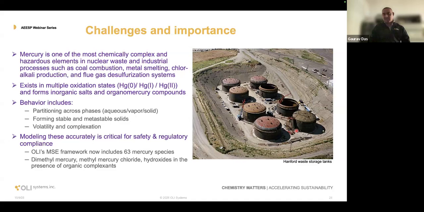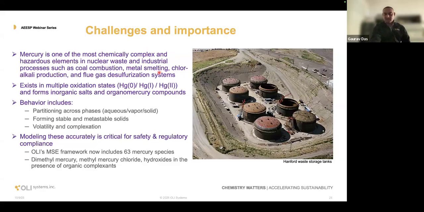It's prevalent, although in a trace amount, in the nuclear waste. What I can show here is the picture of hand-poured nuclear waste storage tanks where these mercuries are being found in the form of dimethyl, methyl mercury chloride, and hydroxide under anaerobic conditions under the effects of microorganisms. Also, mercury is prevalent in other industrial processes such as coal combustion, metal smelting, chlor-alkali, and flue gas desulfurization.